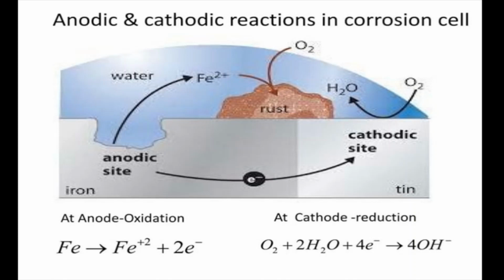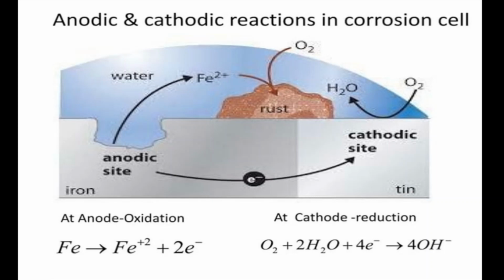Now let us discuss the reactions during the corrosion cell. It is a very localized cell that forms during the corrosion reaction. So what exactly is going on? Here we are observing two different sites, one anodic site and one cathodic site. The anode portion may be made of iron and the cathode portion of tin, pure iron and pure tin, which are connected together in a saline or electrolyte medium.